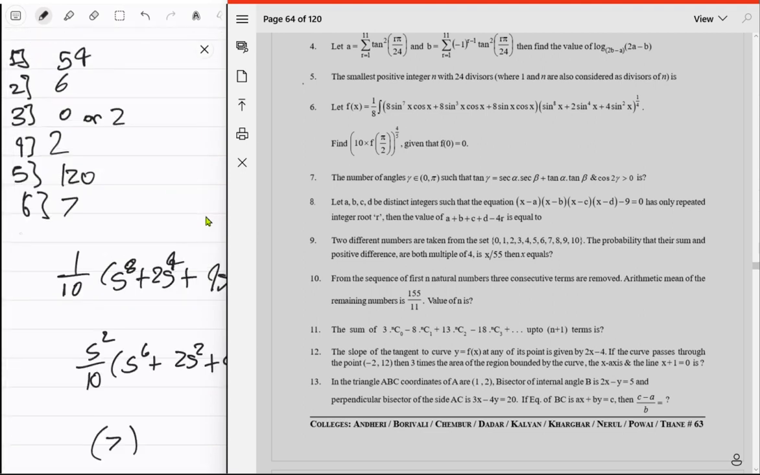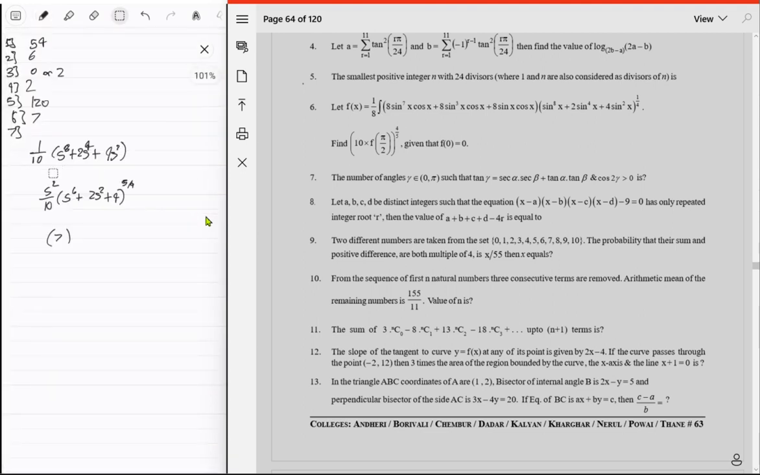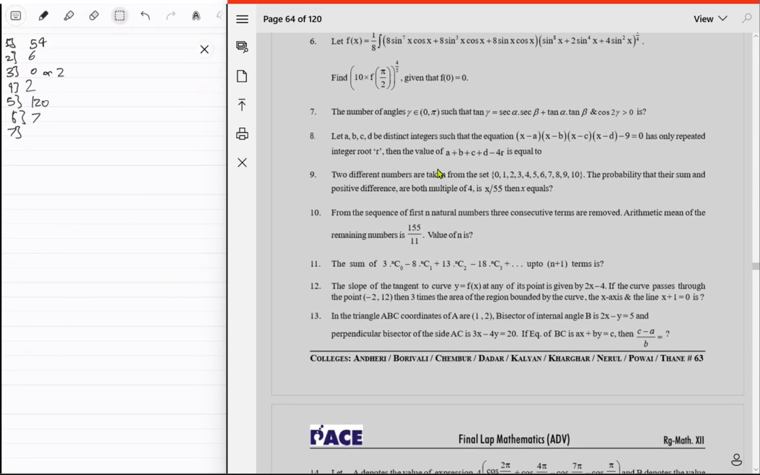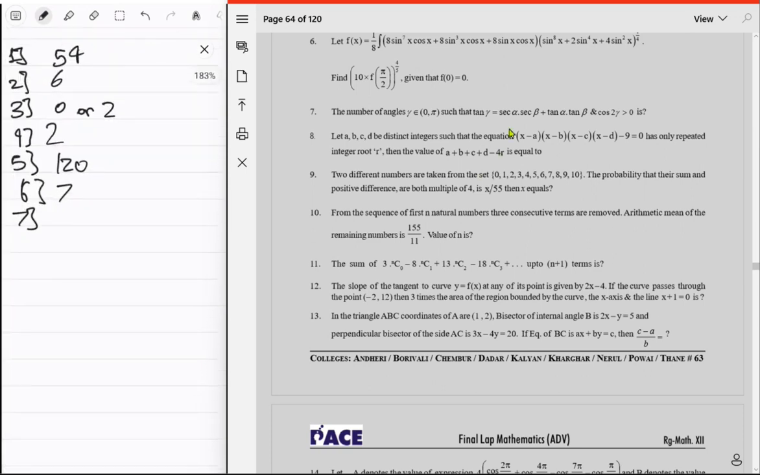Next question. 7th. Yeah, 7th. Okay, given number of angles gamma 0 to pi such that gamma equal to secant alpha secant beta plus tan alpha tan beta and cosine to gamma is bigger than 0 is. Number of gamma such that this happens. Gamma equal to secant alpha secant beta plus tan alpha tan beta and cosine of 2 gamma is bigger than 0.